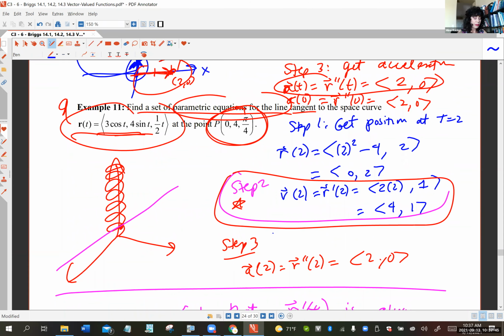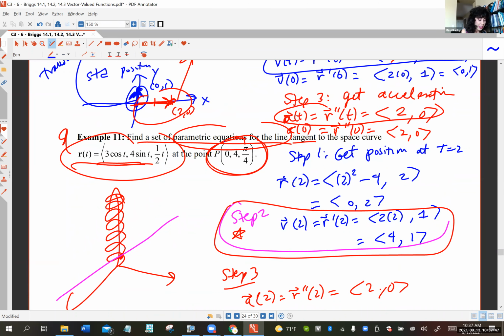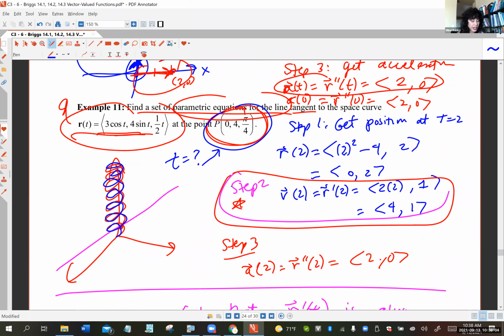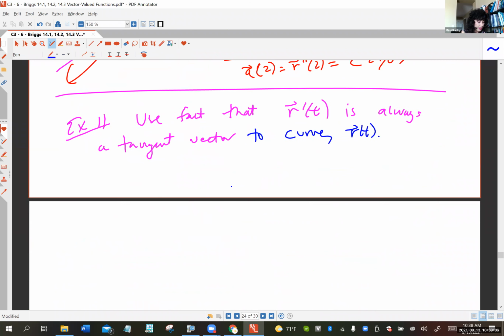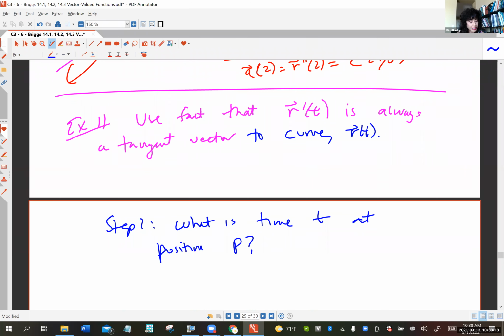So what's missing for me is, even though they gave me the position of the bug, let's say a fly was flying along this helix, what time is it? What is t when the bug is at position P? So I'm going to do that first. So step 1, what time is it? What is time t at the position P? And how do you find that out?